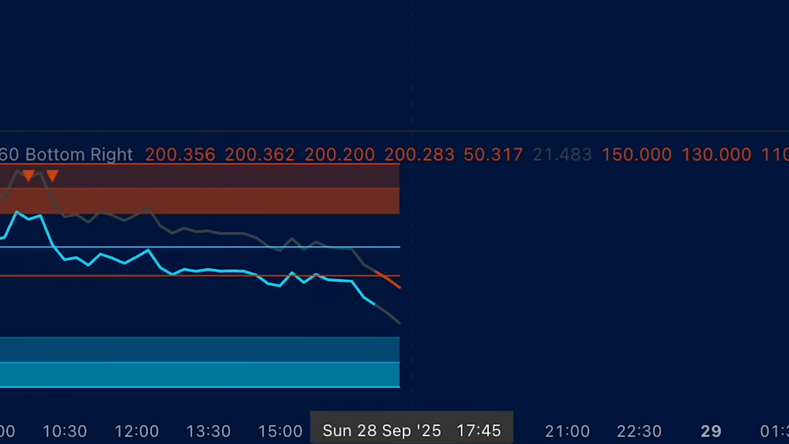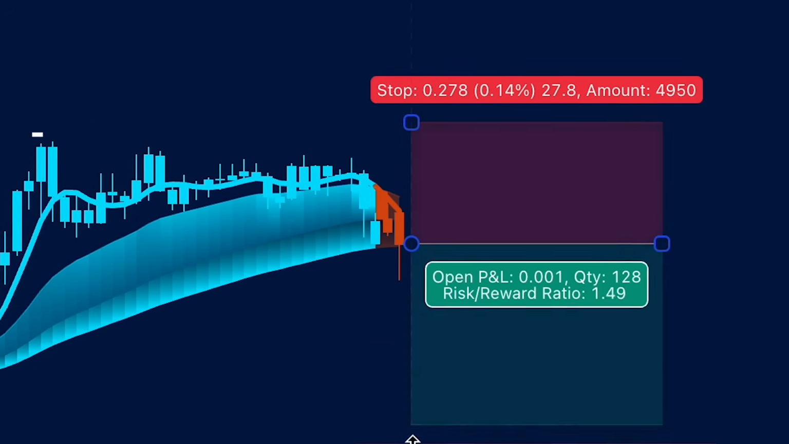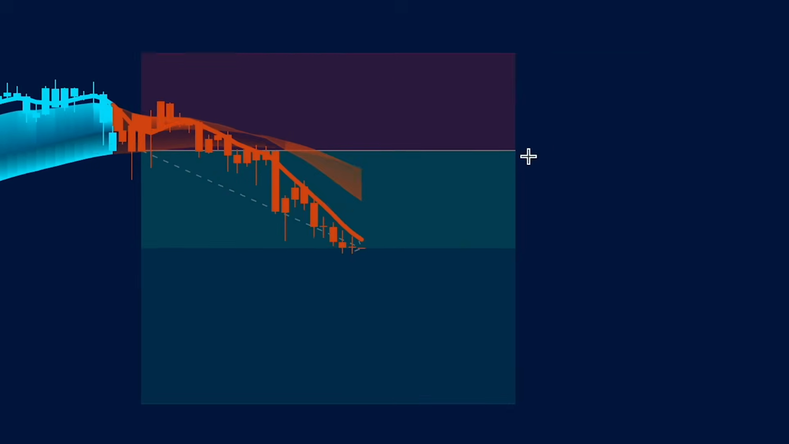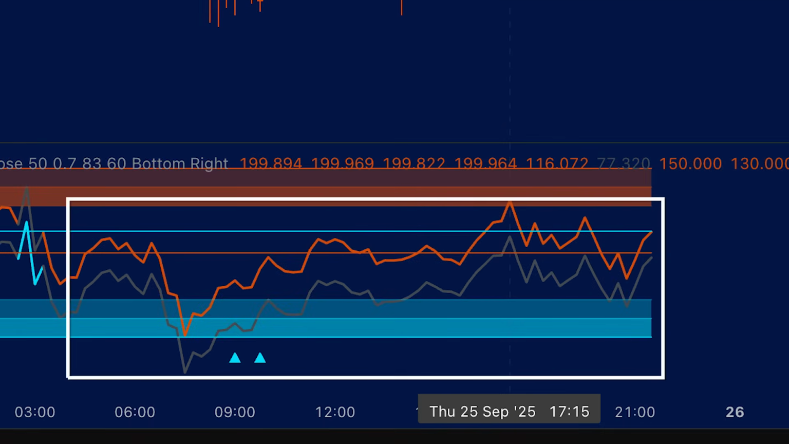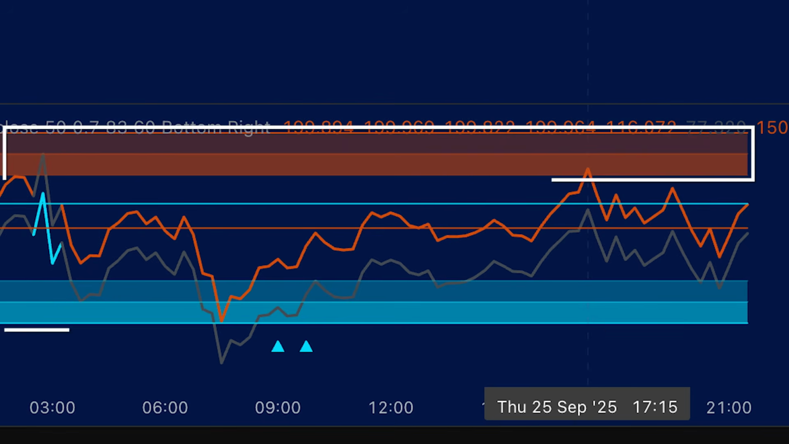Enter short positions when the oscillator breaks below 60. Set your stop loss based on the recent swing points and target at least 1.5 times your risk. This approach catches the strongest institutional moves while avoiding the noise. In ranging markets, the BMD transforms into a powerful mean reversion tool using its extreme overbought and oversold zones.